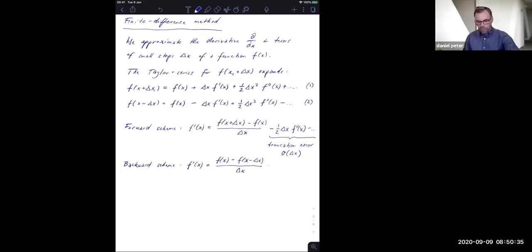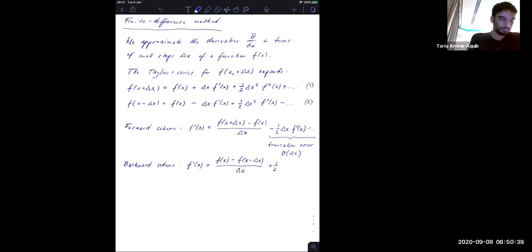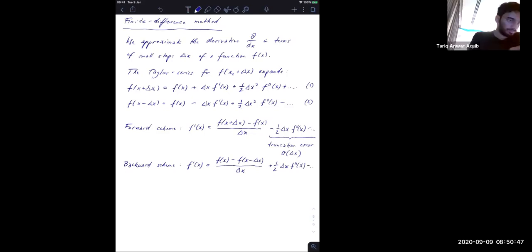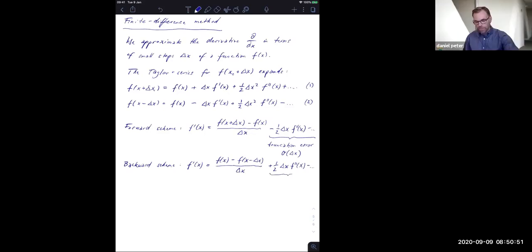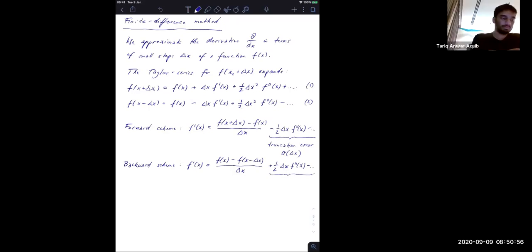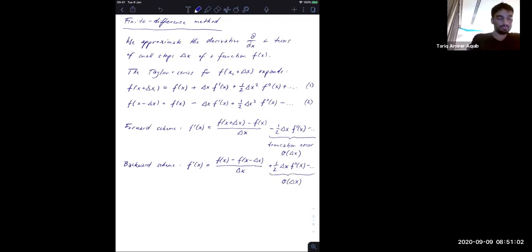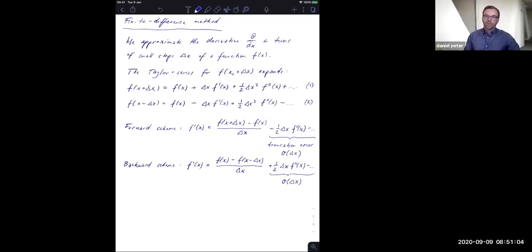And then what are the terms left that we truncate? Again, it is 1/2 delta x f double prime of x minus etc. And if we leave out all these higher order terms, again, the truncation error that we're going to make behaves linearly. The error is of the order of delta x.